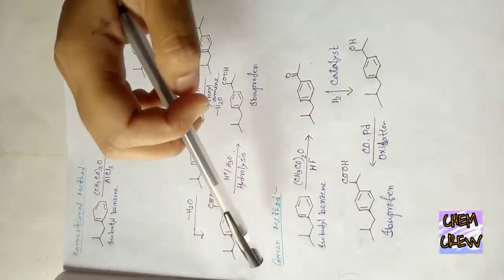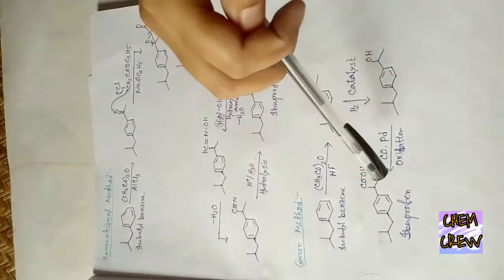And the yield of ibuprofen in the green method is higher than the yield of the conventional method. So the green method is very useful compared to the conventional method.